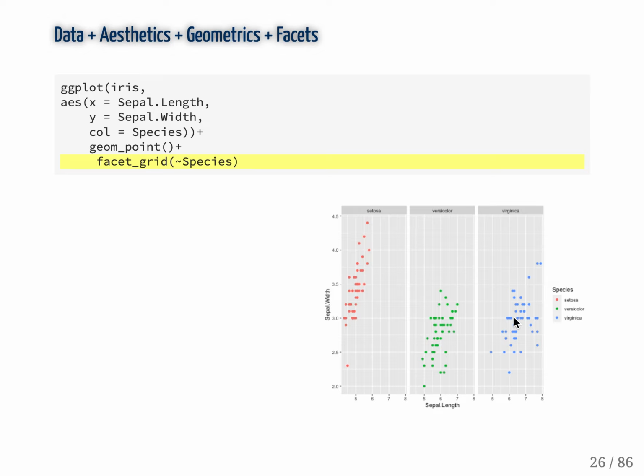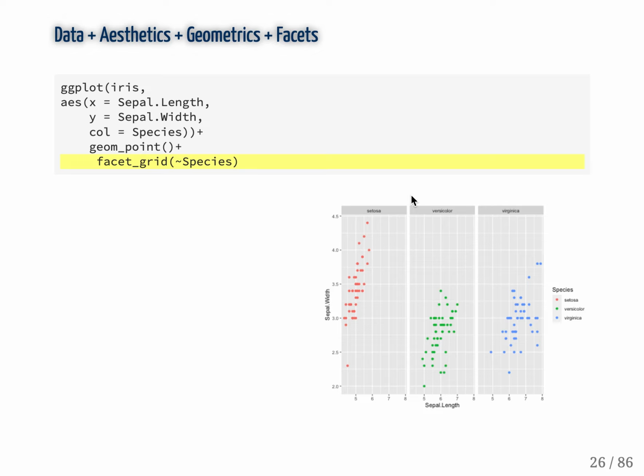Actually, aesthetic mapping links variables in data to graphical properties in the geometry. Facet mapping links variables in the data to panels in the facet layout. These are also called conditional plots. The relationship between sepal width and sepal length is conditioned on species type.